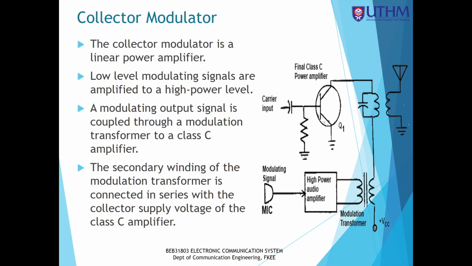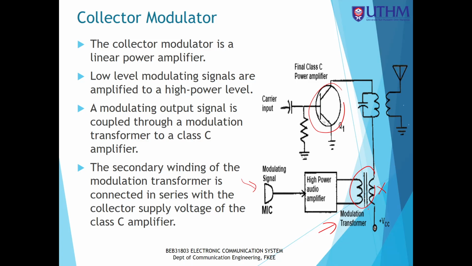Okay, so this is the collector modulator. You see that carrier and input are separated into two different locations. So carrier is connected to the transistor over here, and here the modulating signal. You see that the modulating signal first will be amplified by the audio amplifier, and then it will be amplified again by the transformer over here. So this is the transformer. The modulating signal over here consists of a high power modulating signal.